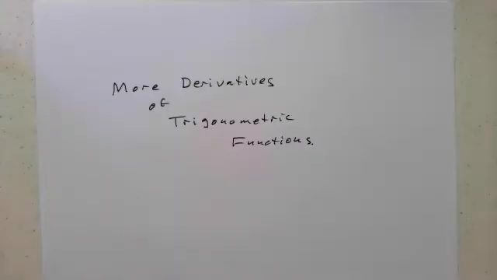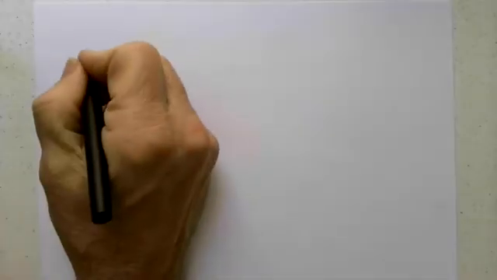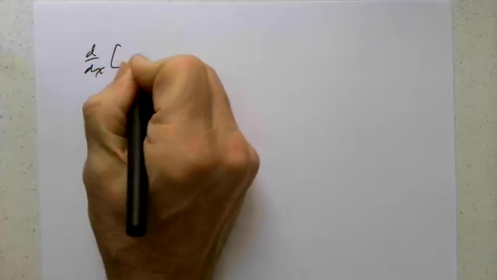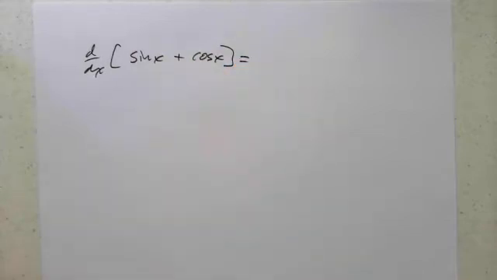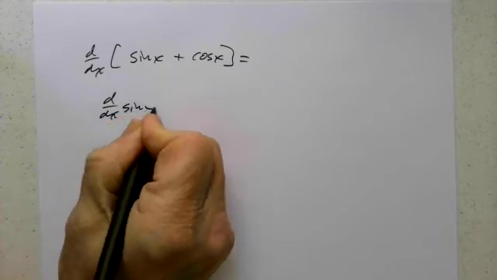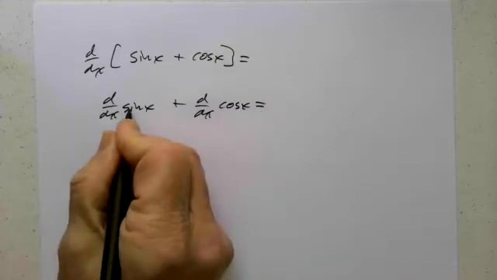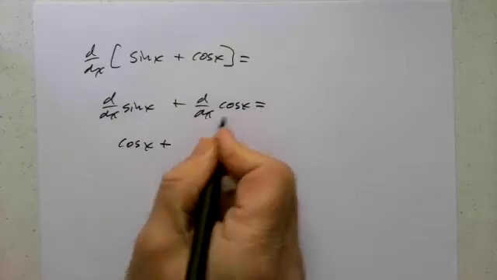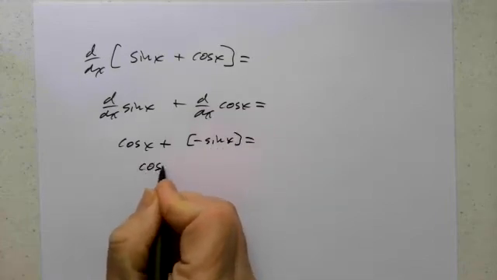So this lesson is on more derivatives of trig functions, in particular using our various rules together with trig functions. So for example, if I want to know what is the derivative with respect to x of sine x plus cosine x, we recognize, of course, that the derivative of the sum is the sum of the derivatives. So that's the derivative of sine x plus the derivative of cosine x. The derivative of sine x is cosine x. The derivative of cosine x is minus sine x. So our result would be cos x minus sine x.